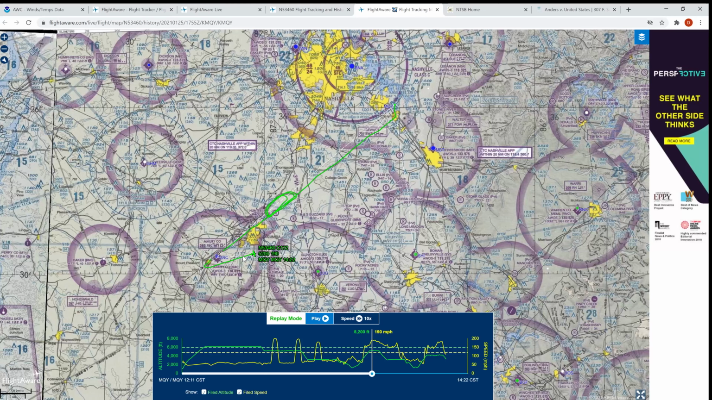Granted, the 50 knot or 60 knot wind that this guy is getting is stronger than usual, but all right, that made my day. We're on a roll now.